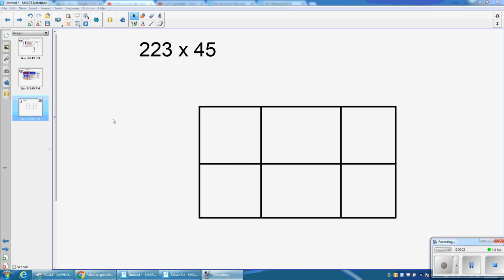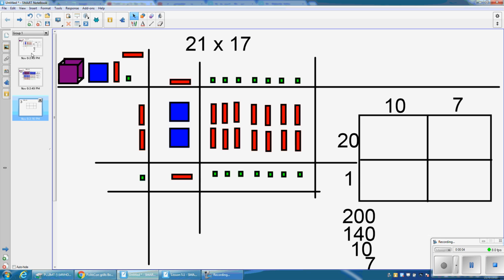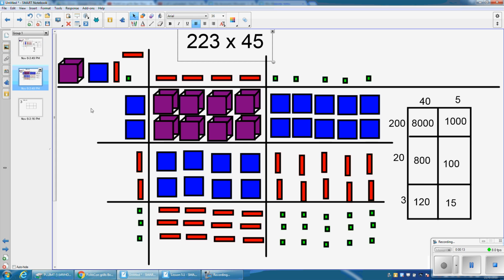Hello parents, last video I brought you through a 2x2 using the base 10 blocks and explaining how we would set up the area model. Same thing with a 3x2. In this case we went 3 down and 2 across. You could do the opposite. You could have 3 each on the top and 2 on the side, but again showing the area model.